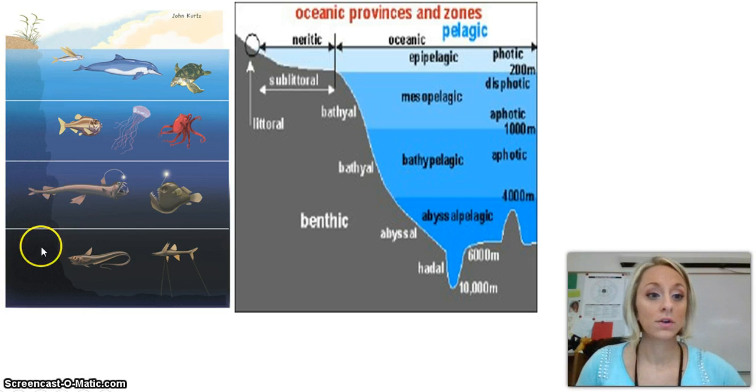If you look here, you notice that there's a lighter color blue that progressively gets darker. That, of course, is because sunlight can only penetrate so far down into the water.